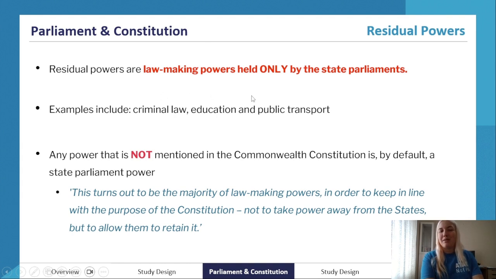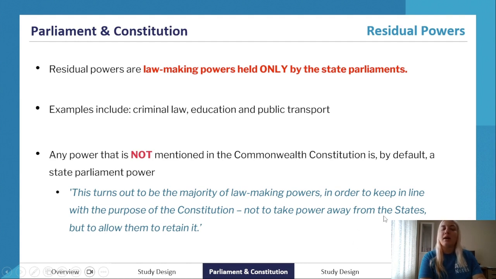So these are lawmaking powers held only by the state parliament, and essentially it is any area that is not mentioned in the Commonwealth Constitution. By default, that becomes a state parliament power. So anything that's not mentioned in the Constitution and given to Commonwealth Parliament automatically is a residual power and is a state power. So this turns out to be the majority of lawmaking powers, exactly what I said. Most lawmaking powers are residual and belong to the states.